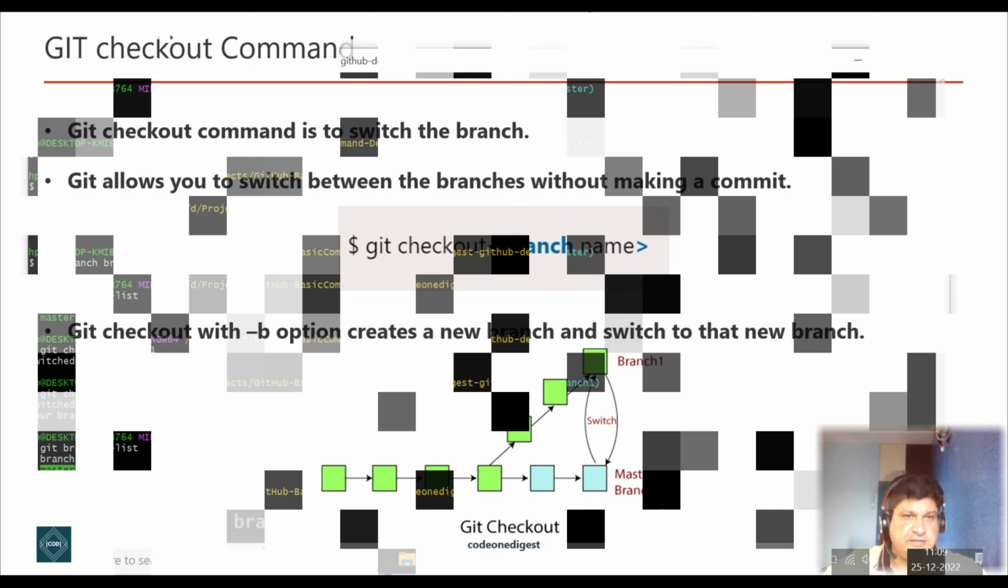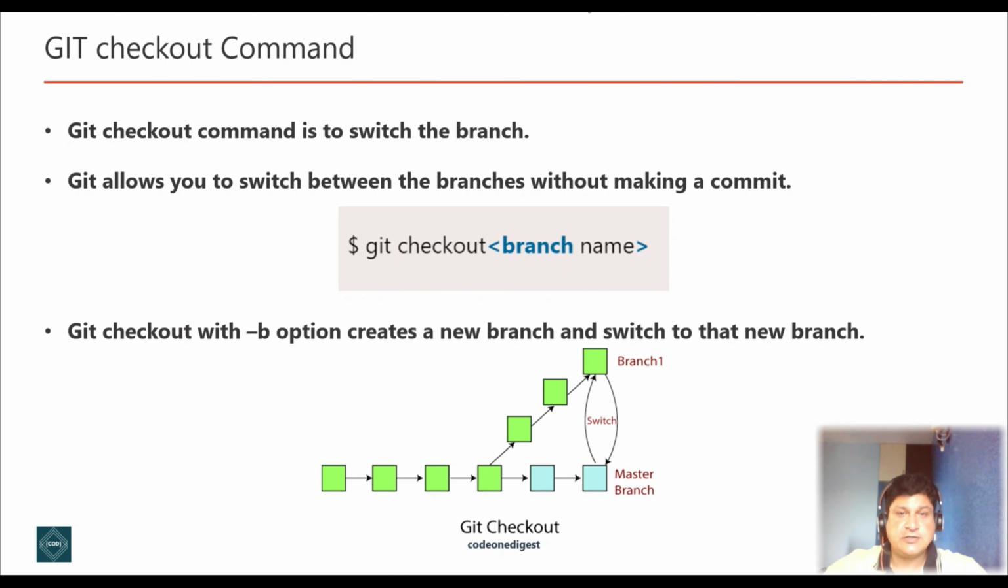With me? Now let's see the git checkout command. Git checkout command is to switch between the branches. You can switch from one branch to another branch using the git checkout command. The syntax is shown here, git checkout and the branch name, right? And git also allows you to switch the branches without making a commit onto your current branch. Git checkout with the -b option helps you to create a branch and switch to that new branch.